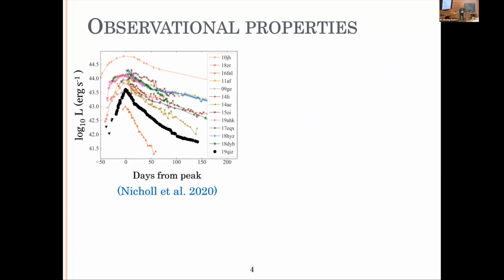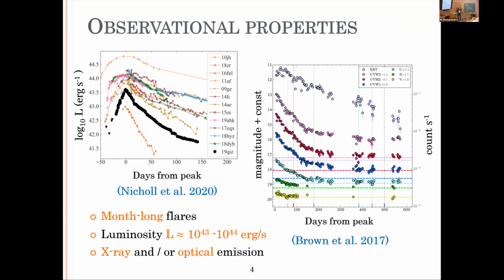All right, so perhaps this slide was not necessary after yesterday, but just to remind ourselves of the main observational properties of TDEs that models should for sure be able to explain. These are different light curves from TDEs, and you can see there are month-long luminosities between 10^43 and 10^44 erg per second. Those emissions are multi-wavelength, but in this talk I'll focus mostly on the X-ray and optical. And as was mentioned many times already, some TDEs show only X-ray, some only optical, some both at the same time, like this one. So models should also be able to explain this kind of variety in the emission properties.